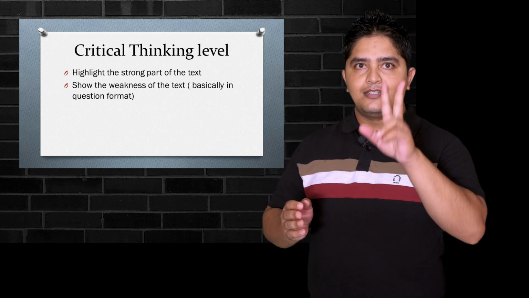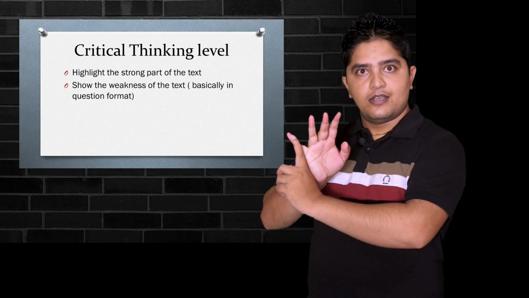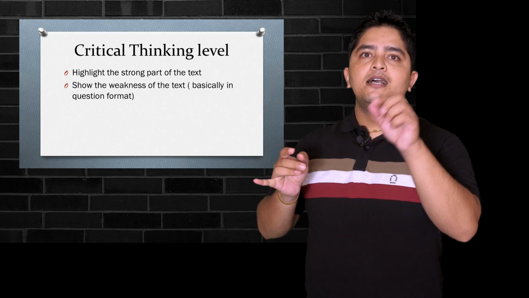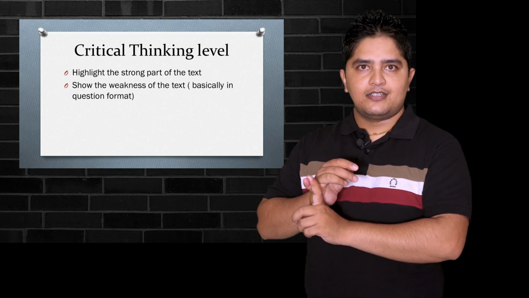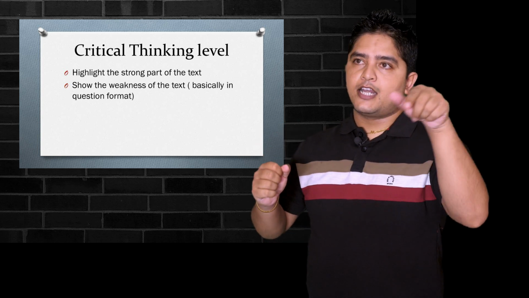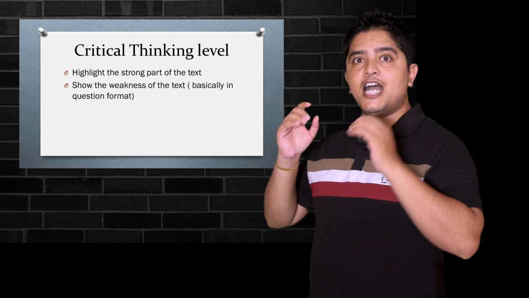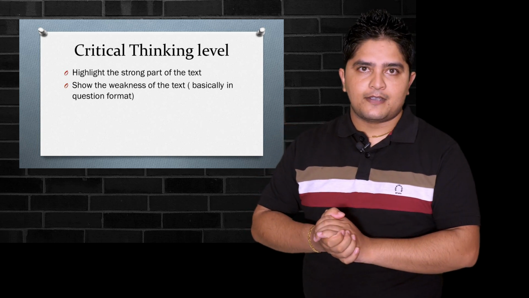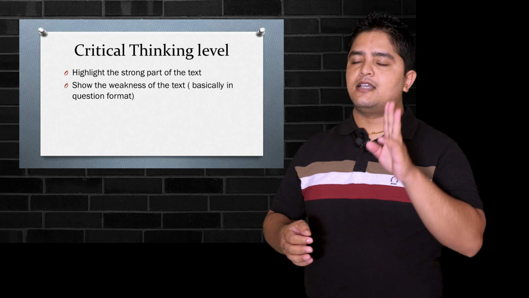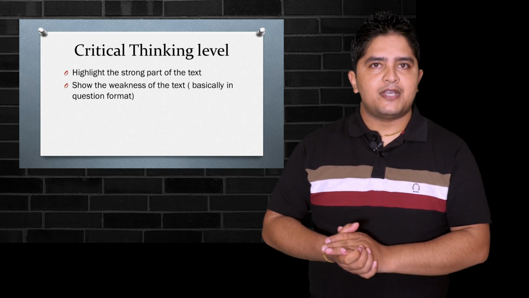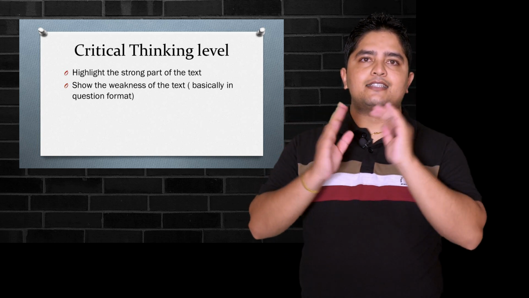Okay, it means two things we have to do. Number one, we have to show the strength of the text, strong points of the text. Next, we question the weaknesses of the text. So this is the third thing that we have to do while interpreting a text.